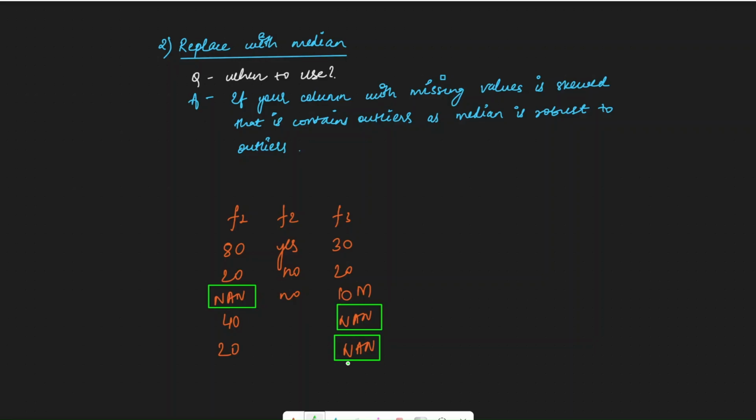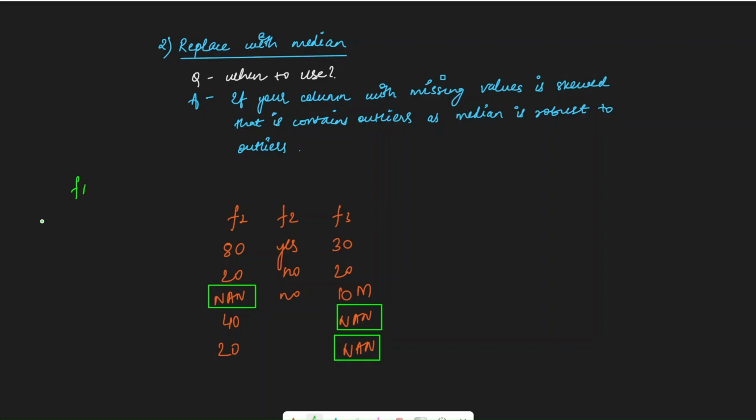Now you must be thinking, what if my data is skewed, because real life data is never normally distributed. In that case, we can use another statistical measure called median. Why? Because median is not sensitive to outliers, which means even if our data has some kind of skewness, median can be used. So we will first find out the median for column F1.